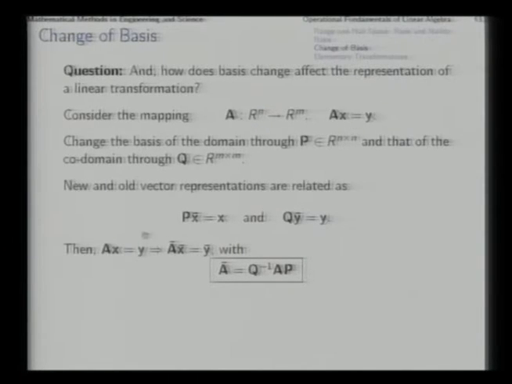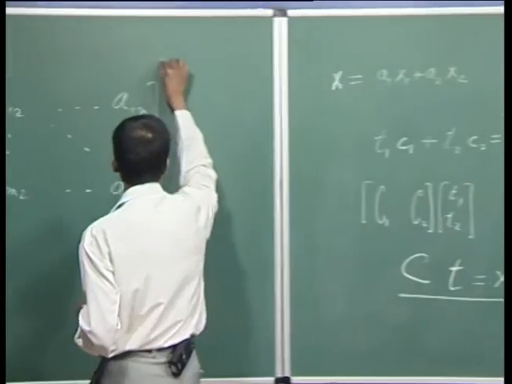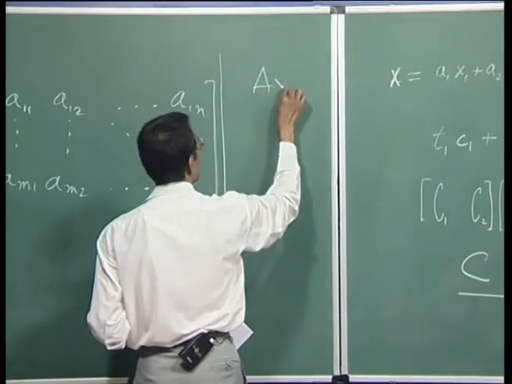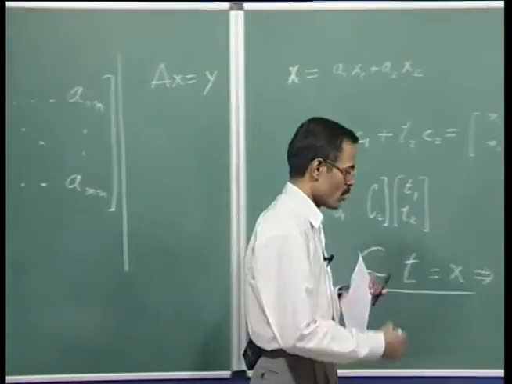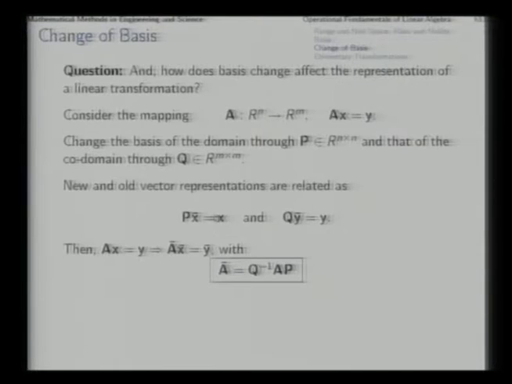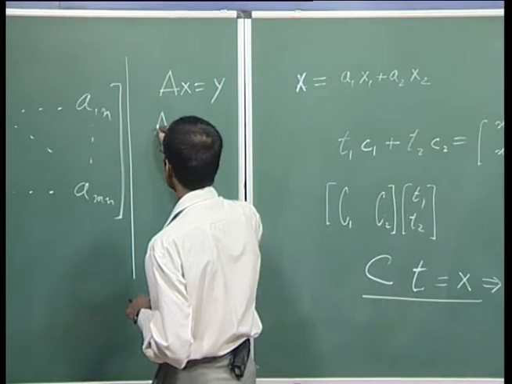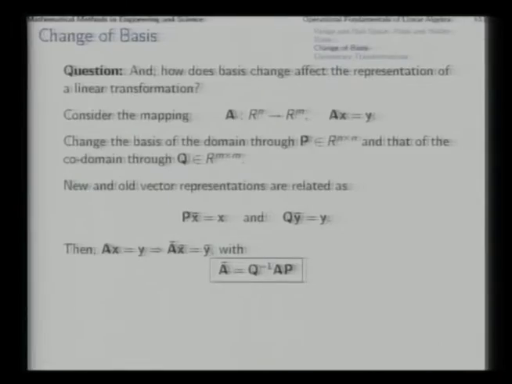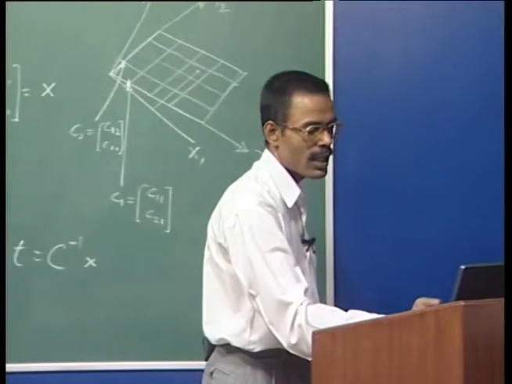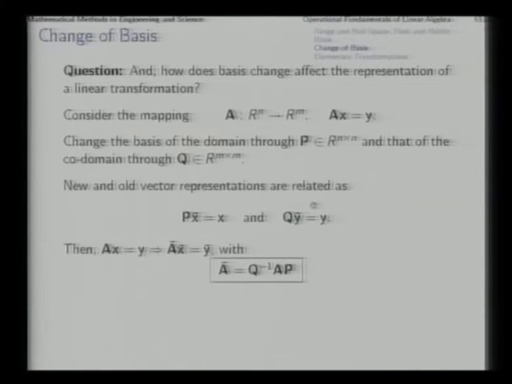Now, the same thing we write here, A x equal to y, and as we do that, for x we use this and say x is nothing but P x bar. And what is y? Y we get from here, y is Q y bar.